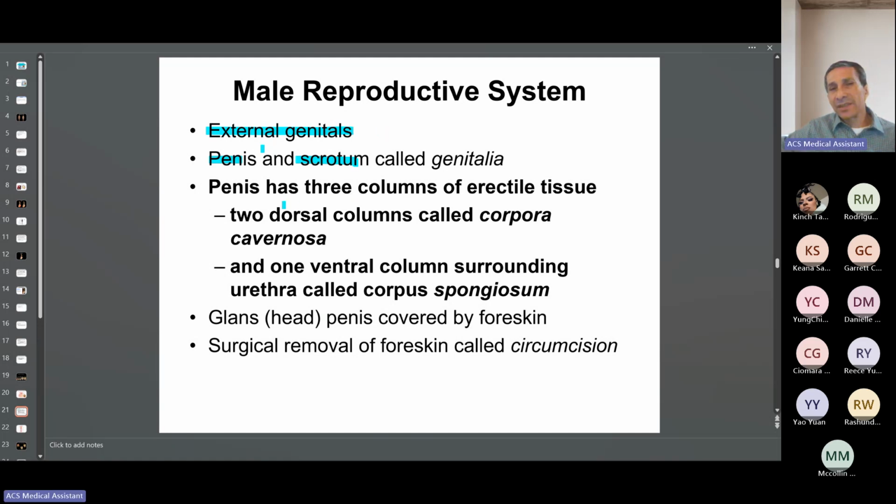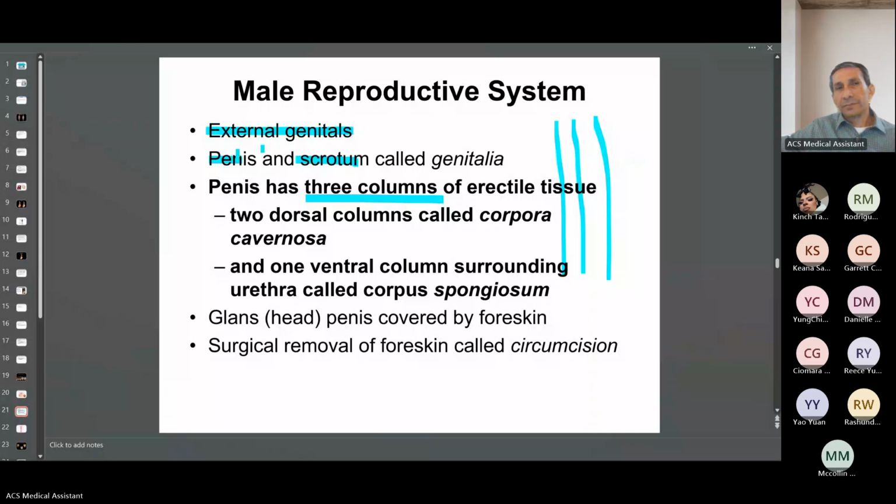So we have these three columns that make up the penis. These are muscles. It says right here, the penis has three columns. One column, two columns, three columns. So which are those columns? Which are the names of those columns? Two dorsal, meaning two on the back, and one in the front.